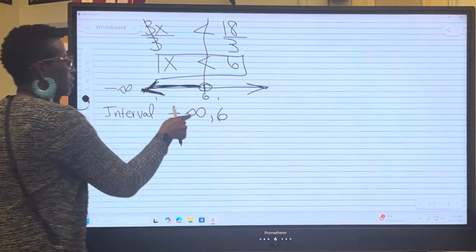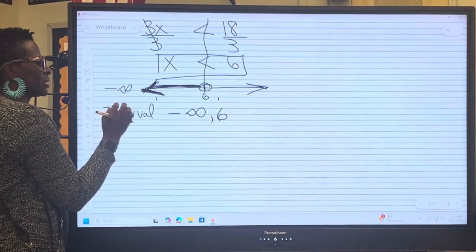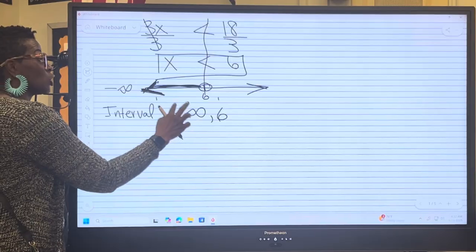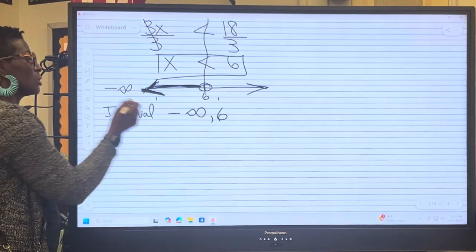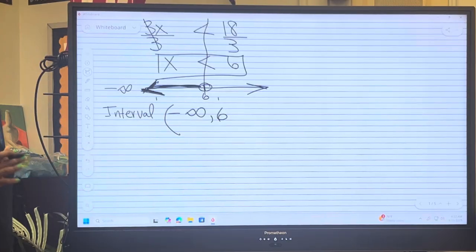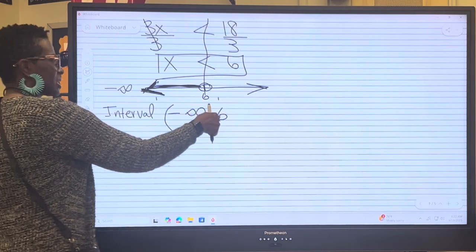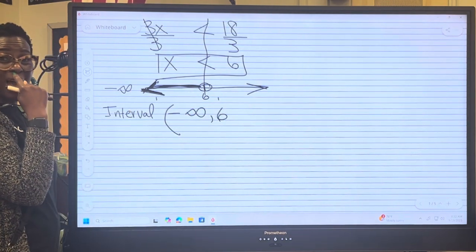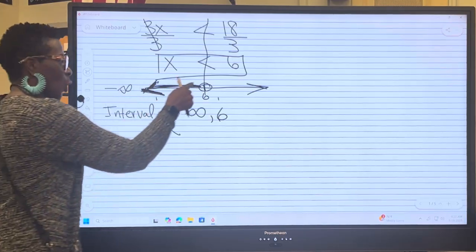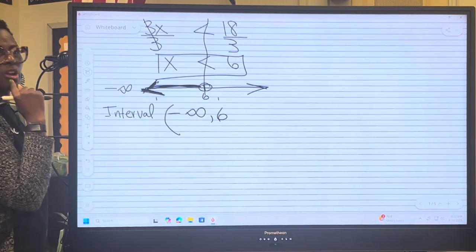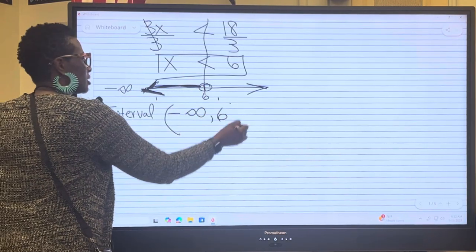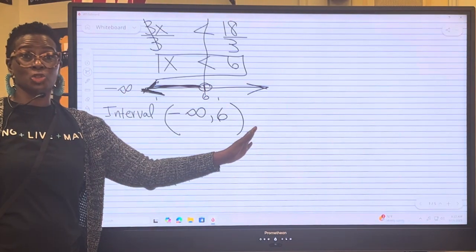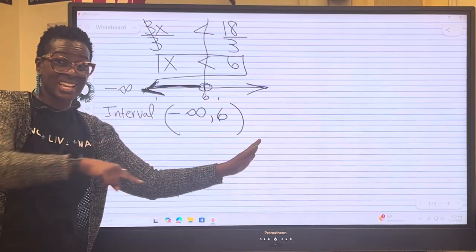Positive 6. Question. Is negative infinity included or not included? So am I going to use a parenthesis or a bracket? Parenthesis. Right? Because that's never included. What about 6? Is it included or not included? How do you know it's not included? Because it's an open circle. So am I going to have a parenthesis or a bracket? Parenthesis. So this says any number from negative infinity to 6 will make my sentence true, but not including 6.